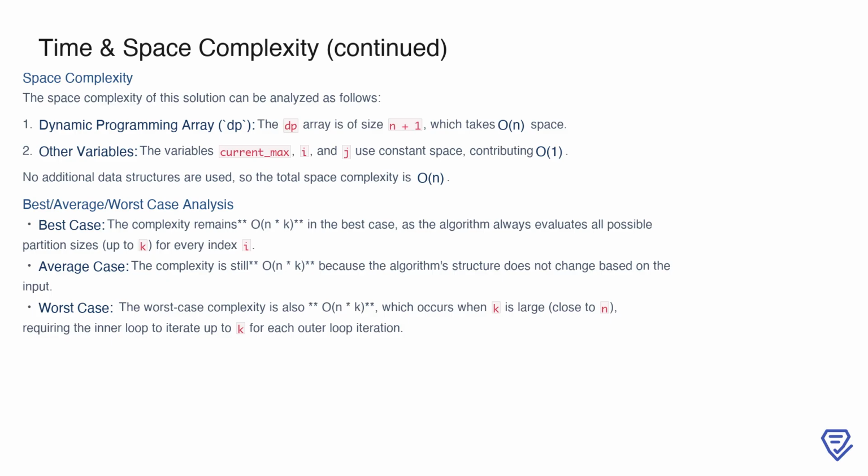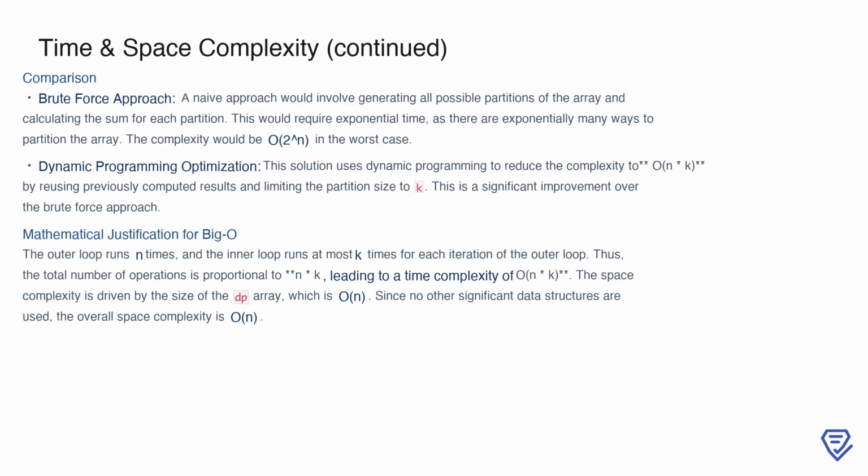Comparing this optimized dynamic programming approach to a brute force solution highlights its efficiency. A naive method would involve generating all possible partitions of the array and calculating the sum for each, which results in exponential time complexity, O(2^n), due to the sheer number of possible partitions. In contrast, the dynamic programming approach reduces this to O(n*k) by leveraging previously computed results and restricting the partition size to k, which is a significant improvement.